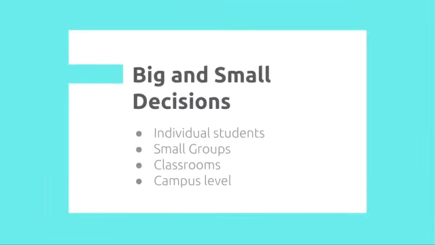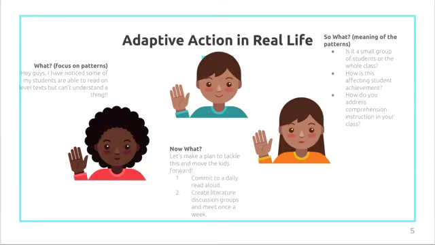This adaptive action cycle can be used with individual students, small groups, classrooms, and at the campus level. If we take a look at the adaptive action cycle in real life, it would go like this. Here we have a learning community or a team. Here we have a teacher that has already identified a pattern in her classroom. Her colleagues over here are trying to help her to move on to step 2, which is the so what step, where they are looking for the meaning of those patterns.